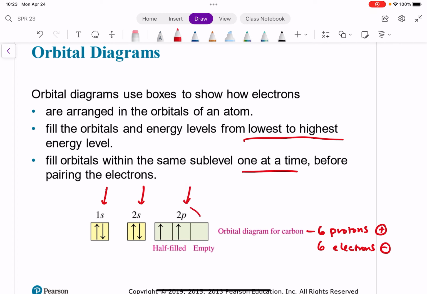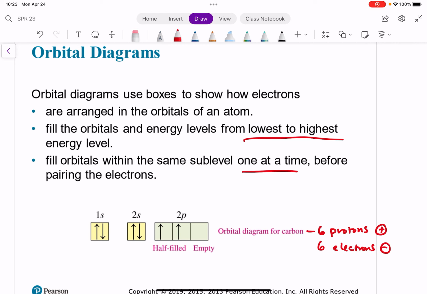Why don't I have p's in the 1 energy level? We don't get our p orbitals until energy level 2 or higher. That's just not what we see in nature.